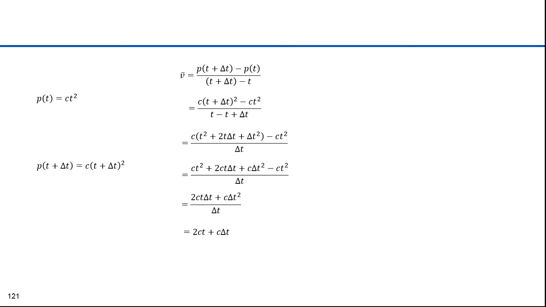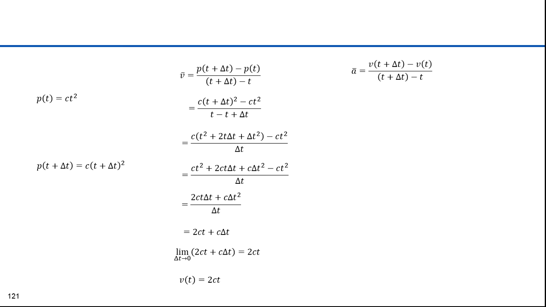Now let's figure out a formula for the instantaneous velocity. If we take the limit as delta t approaches 0 of 2ct plus c delta t, the c delta t term goes to 0, and we're left with 2ct. Because of the algebra, we avoided dividing by 0. Calculus tells us the instantaneous velocity at a given time t is 2 times c times t. In calculus, 2ct is the derivative of ct squared. An average over an infinitesimally small interval is the instantaneous velocity. It approaches the exact result. That's why the derivative is a fundamental calculation in calculus.